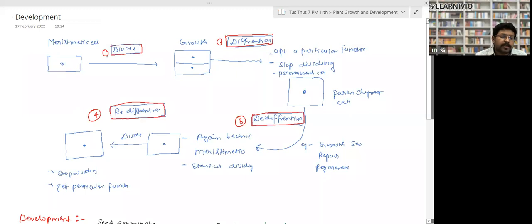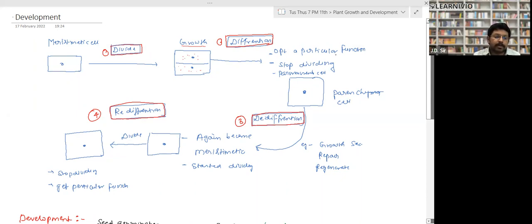So a meristematic cell divides. One cell divides into two cells. Now the cell grows. So first division takes place, then growth takes place. After the growth, the cell will differentiate. Differentiation means the cell will opt for a particular type of function.